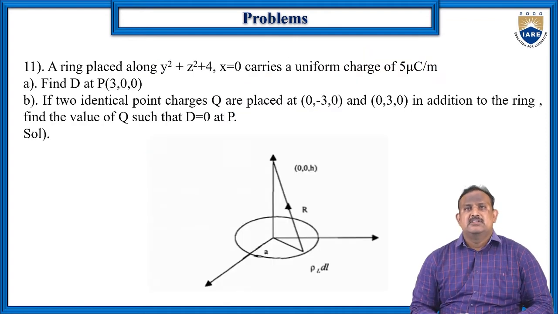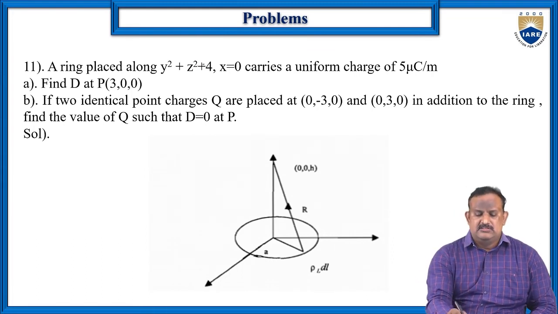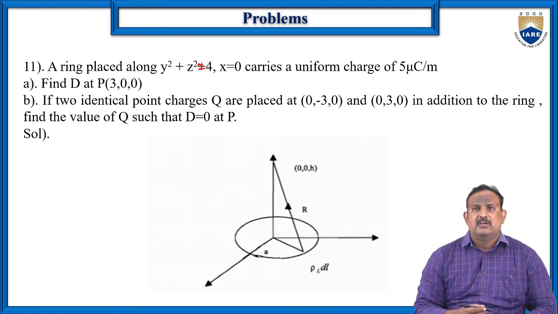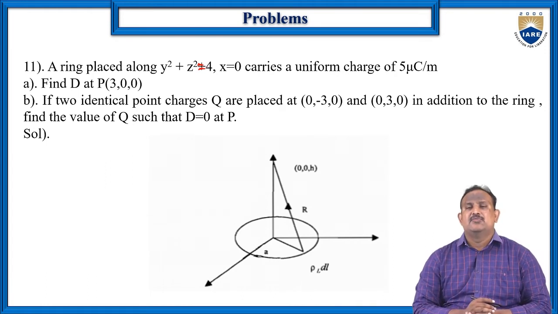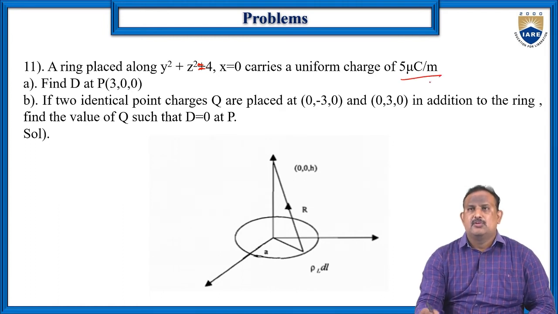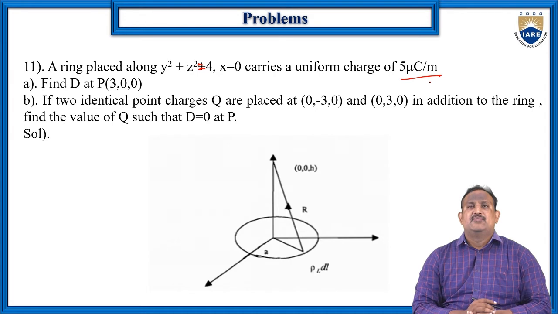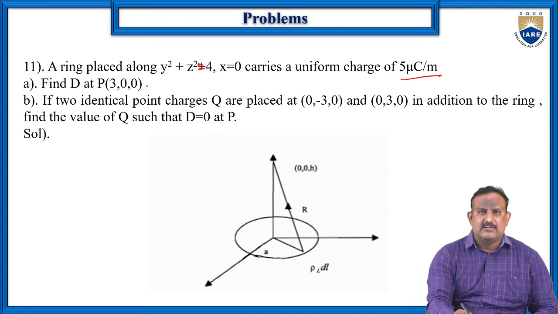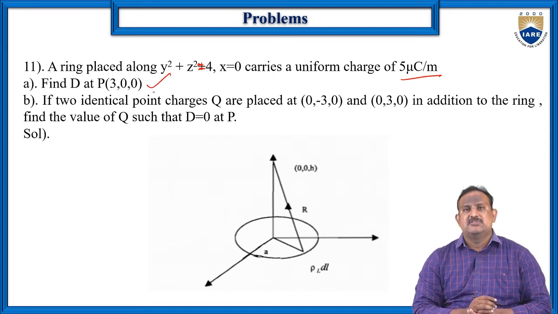The next problem is, a ring is placed along x square plus y square is equal to 4, comma, x equal to 0. A ring is placed along x square plus y square equal to 4, and it carries a uniform charge of minus 5 microcoulombs per meter. Then we need to find out the D, the electric flux density at point (0, 3, 0).